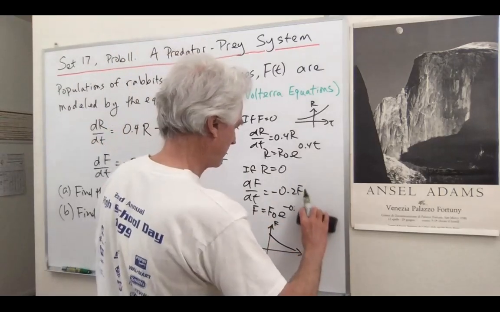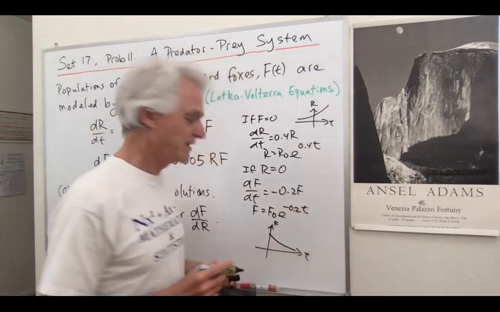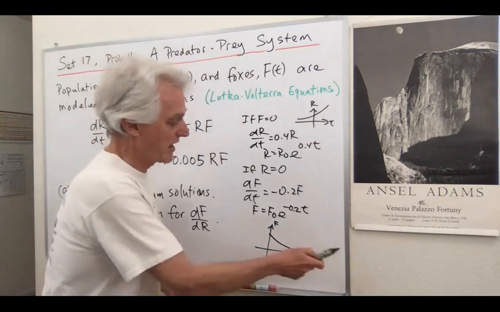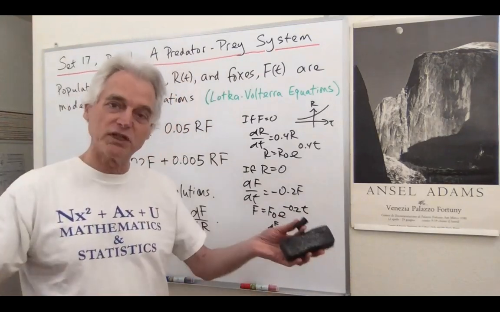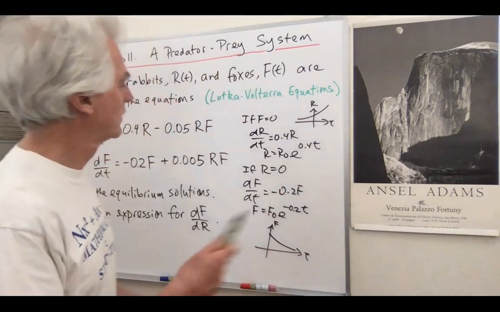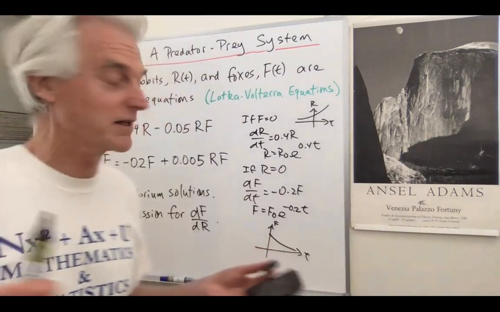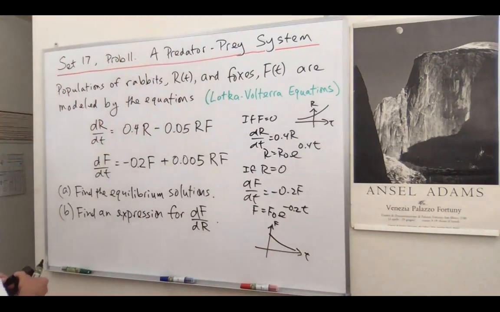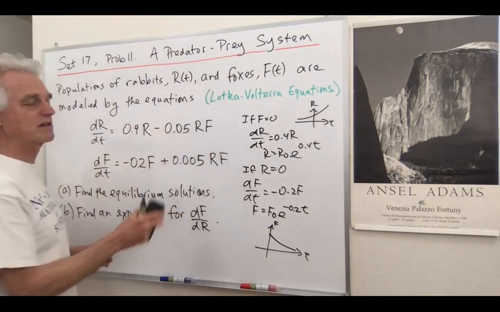Sorry, minus 0.2t. This is just a model, right? After a while, you're not going to have 0.03 foxes. And this is what modeling is like, right? Okay. So that's these parts. Now let's think about this R times F.